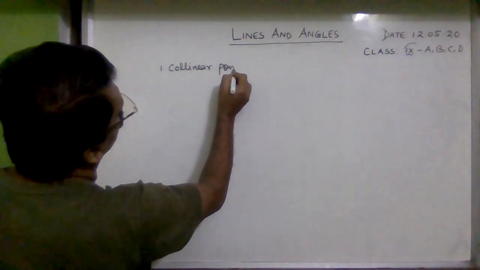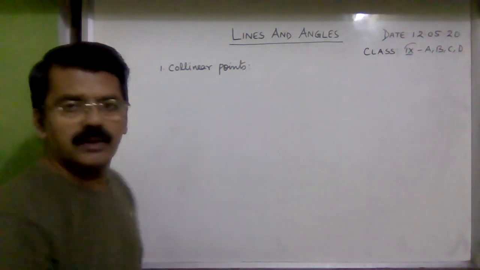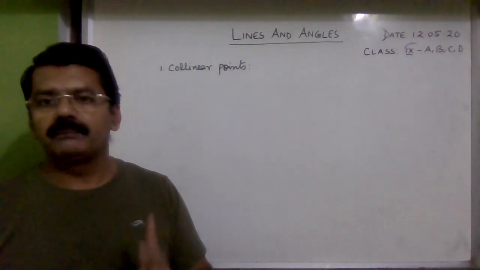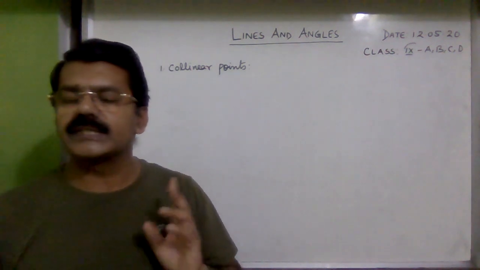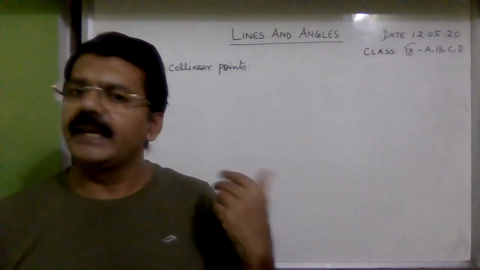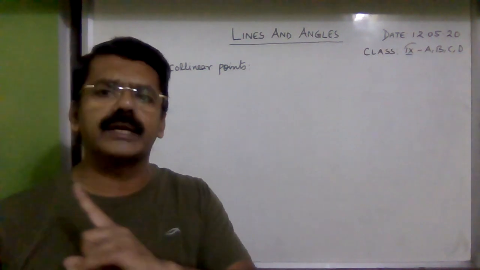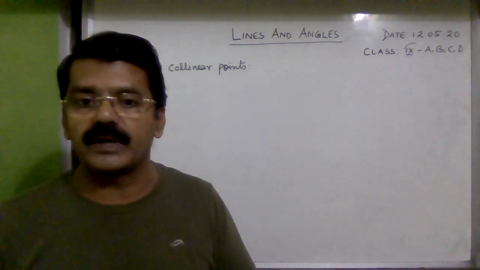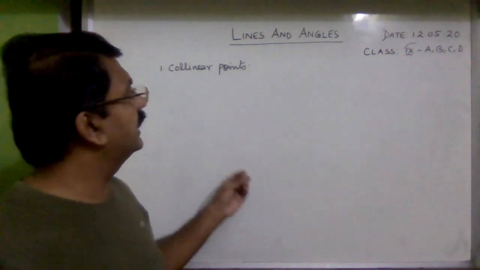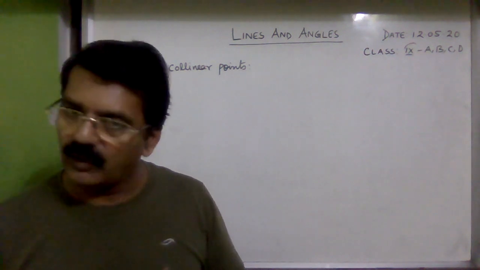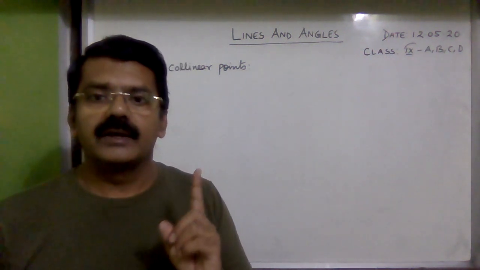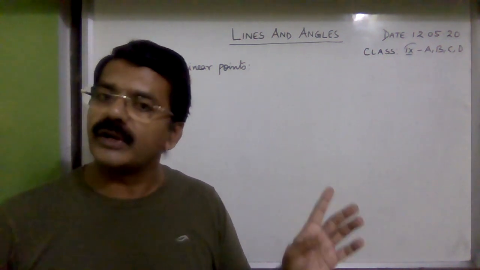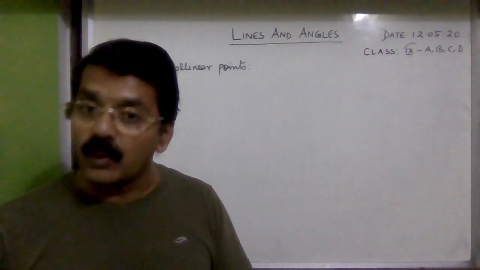collinear points. So what are collinear points? Now remember, you can draw a straight line joining any 2 points. But in case of 3 points or more than 3 points, it is not necessary that you can draw a line joining all of them. So if 3 or more than 3 points are such that a straight line can be drawn joining all of them, then they are called collinear points.